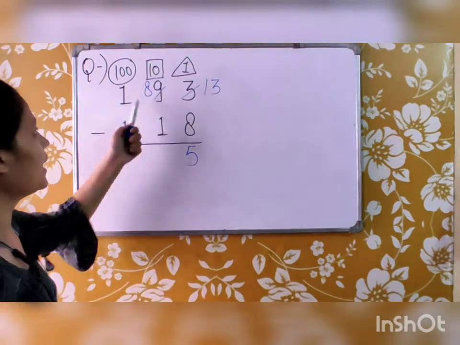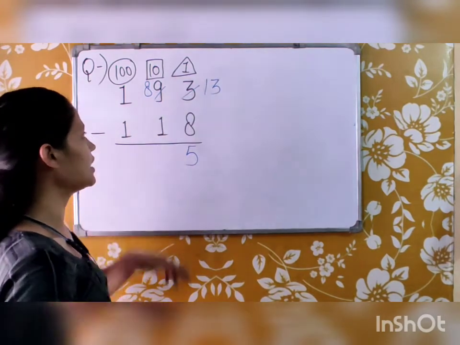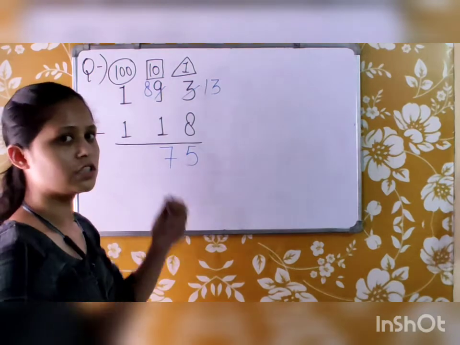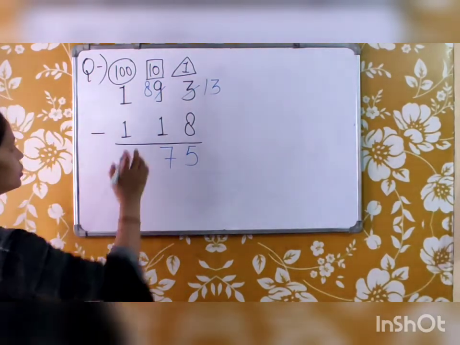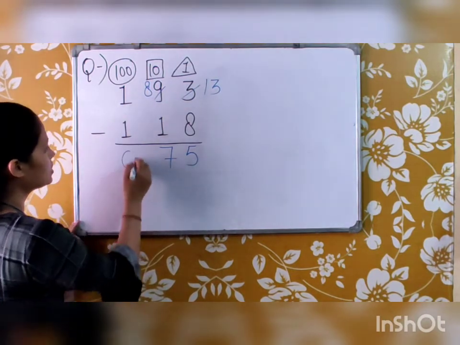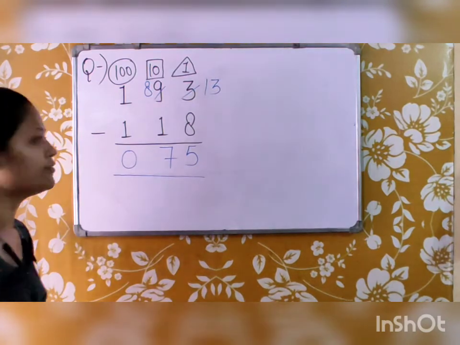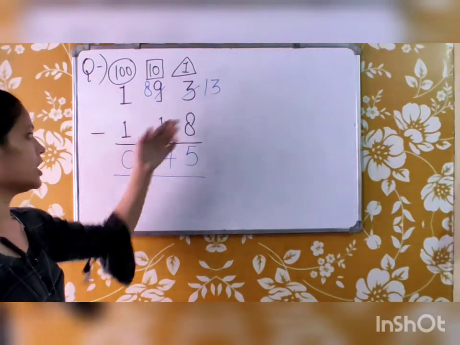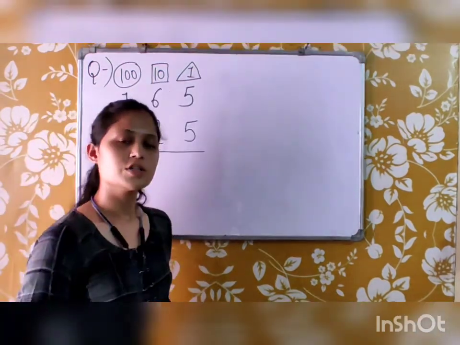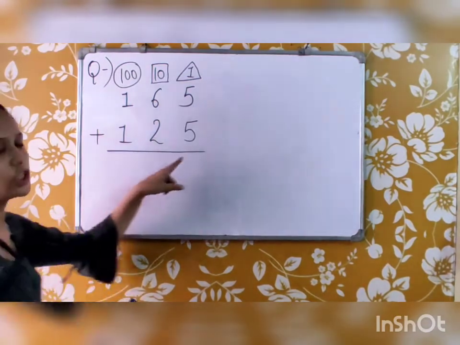Now we have to subtract 1 from 8. This is very simple. 8 minus 1 is 7. Or you can count it on your fingers. But 8 minus 1 is 7. And 1 minus 1 is 0. So the answer is 75. So 193 minus 118, the answer is 75.